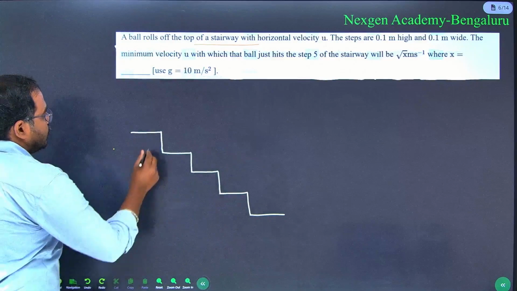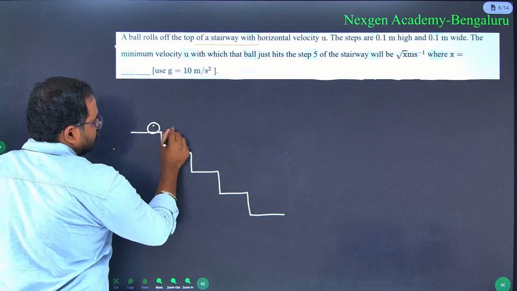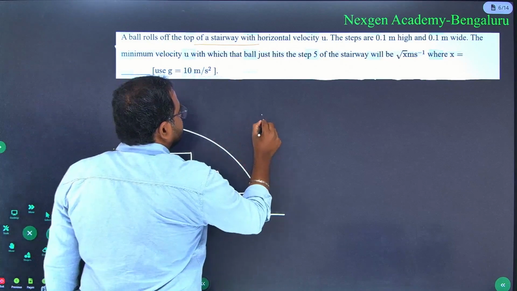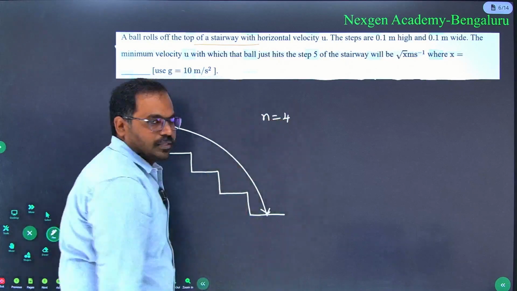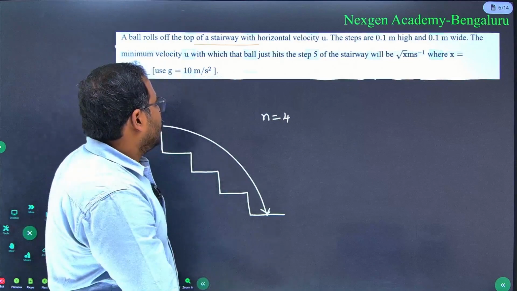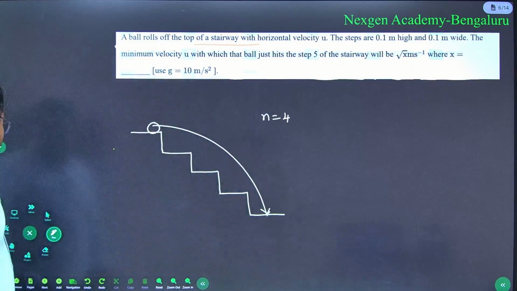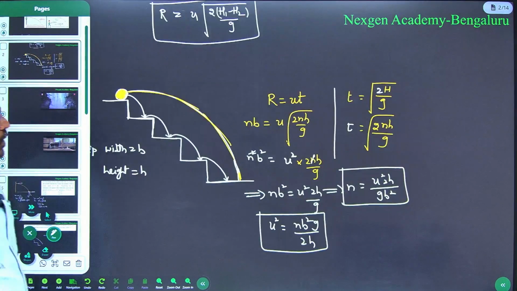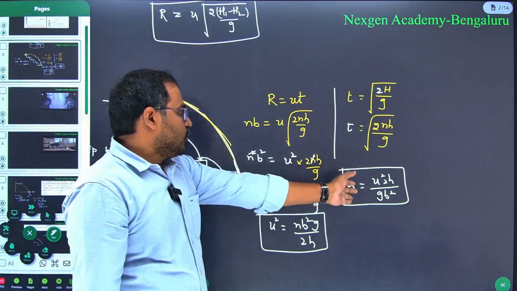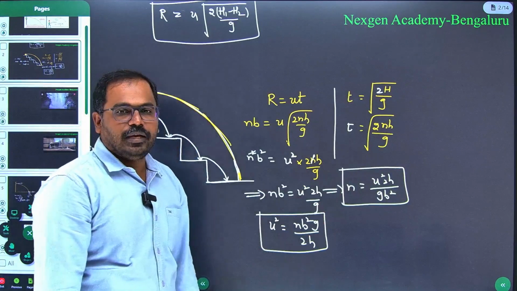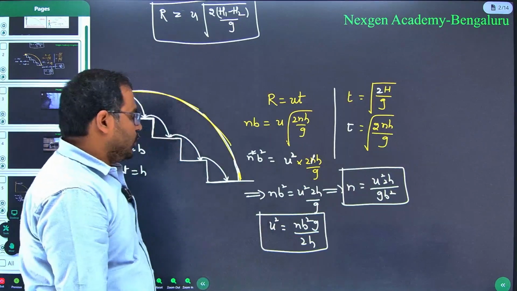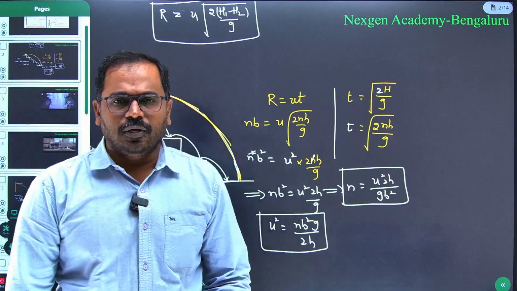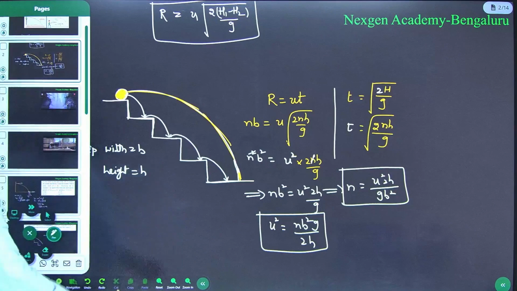Now here, this is the ball. This ball is hitting like this. So how many steps it is crossing means n number of steps. This n is equal to 4 steps it is crossing. Okay, right. Now here we discussed this already. So look at this. Here n is equal to u square 2h by g b square, or u square is equal to n into b square g by 2h. Or the basic concept also you can follow, no need to remember this formula. Okay, right. So here, however, we derived that.